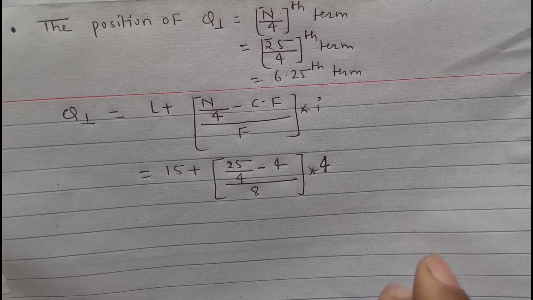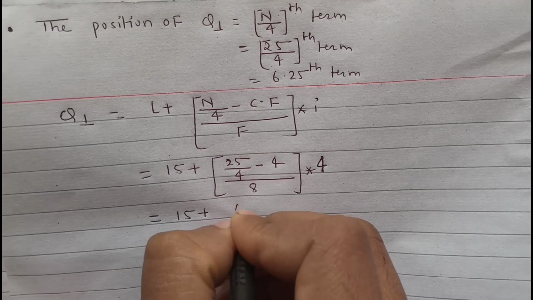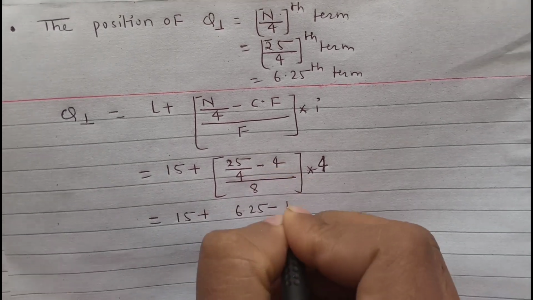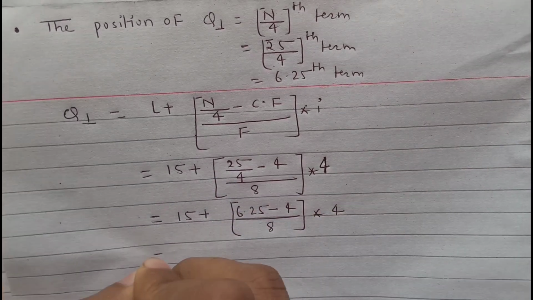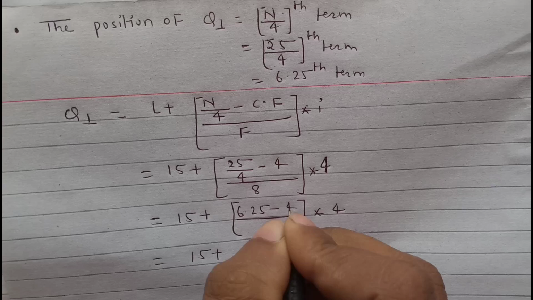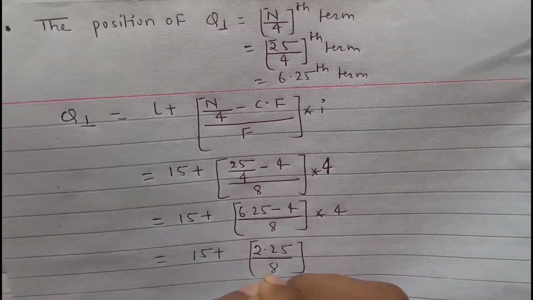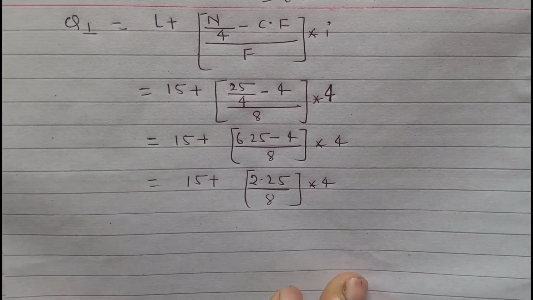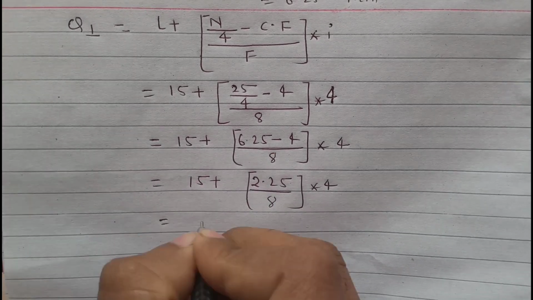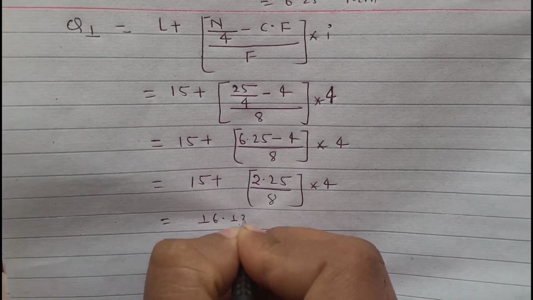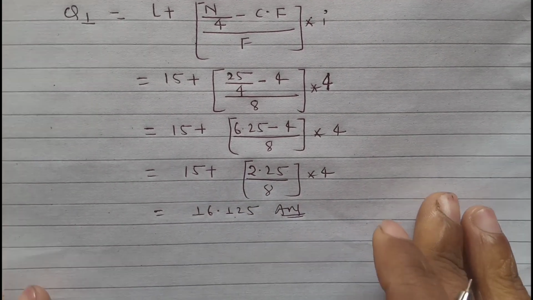Clear? Now we have to solve. 15 plus 25 divided by 4 is 6.25, minus 4, divided by 8, into 4, is equal to 15 plus 6.25 minus 4 is 2.25 divided by 8 into 4. After solving, we get the value of Q1, 16.125. We have to write here 16.125 answer. This will be the answer of the first quartile.